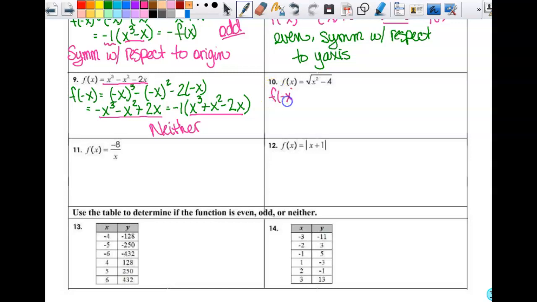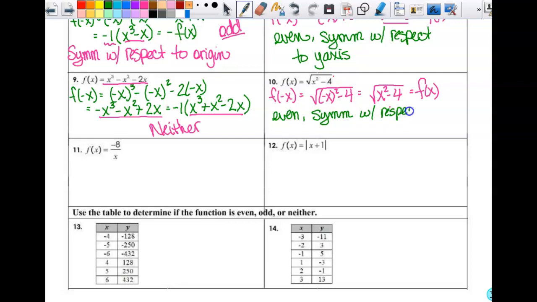Let's look at 10. F of negative x is equal to the square root of negative x squared minus 4. It's going to give me the square root of x squared minus 4. These two pieces are identical, so this is equal to f of x. Since I got f of x back out, that means that it is even, and I say it is symmetric with respect to the y-axis.